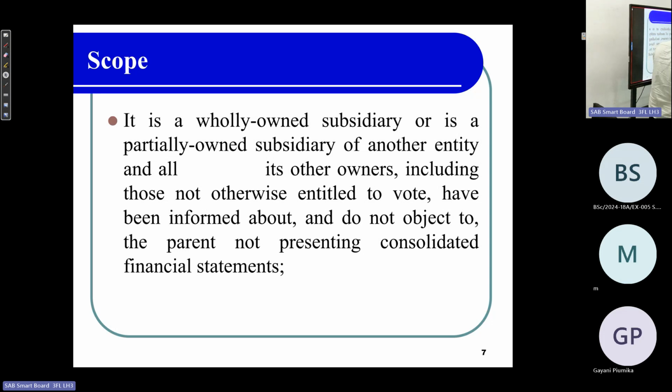Right. It was material. And all its other owners, again, if Ranjani has 80% owned by them and 20% by other owners, including those not otherwise entitled to vote, have been informed about and do not object to the parent not presenting consolidated financial statements.